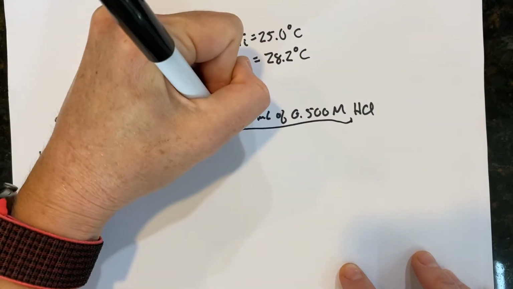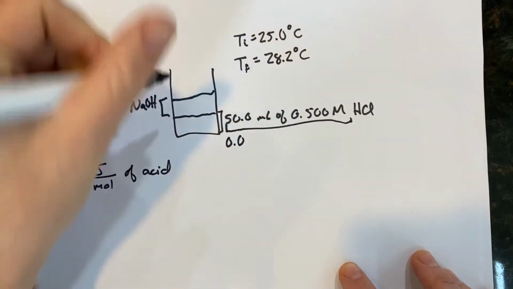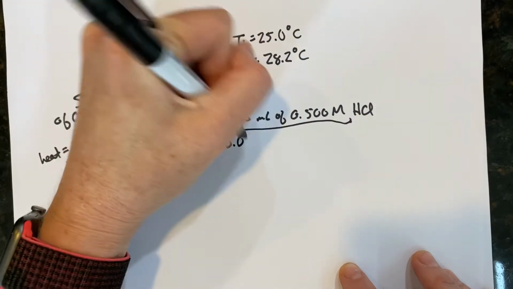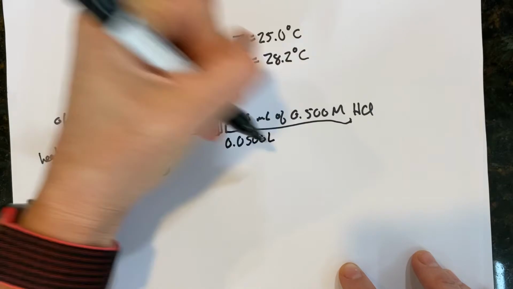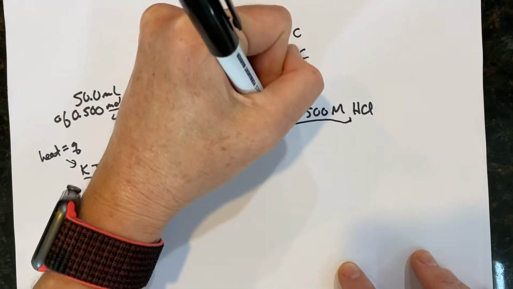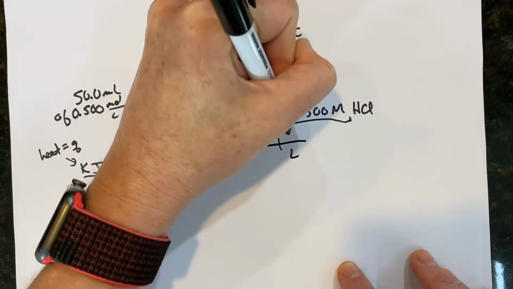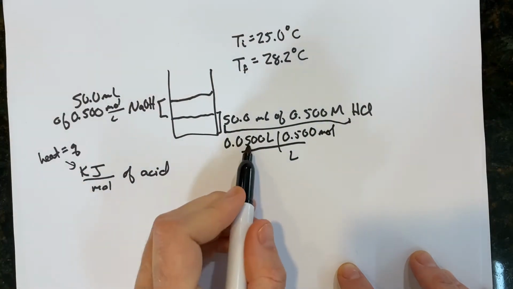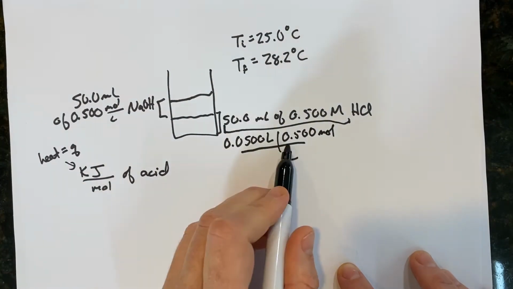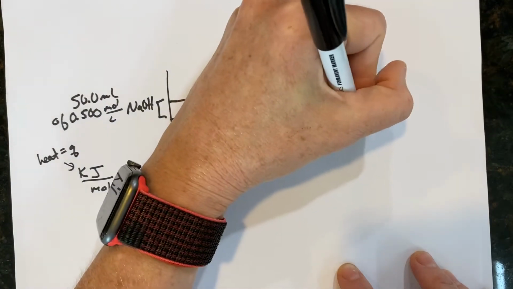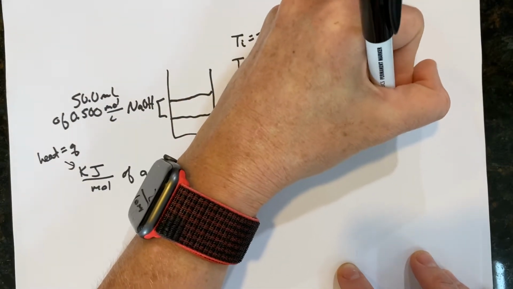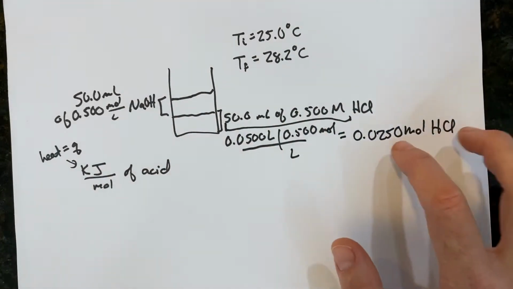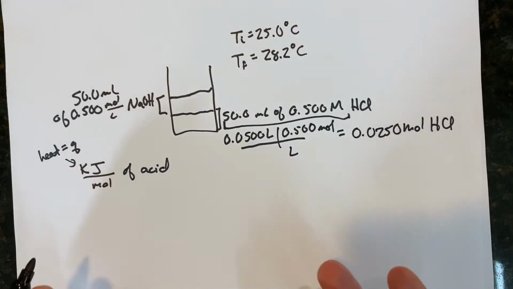To do that, we multiply liters times mole per liter. So I'm going to move the decimal place over 3 times to put it into liters. So we had 0.0500 liters. I know in a liter there's 0.500 mole. So I'm taking 0.05 times 0.5, and that will give me an answer of 0.0250 mole of HCl. So now we know how many moles of HCl. Now we just have to find out the Q.